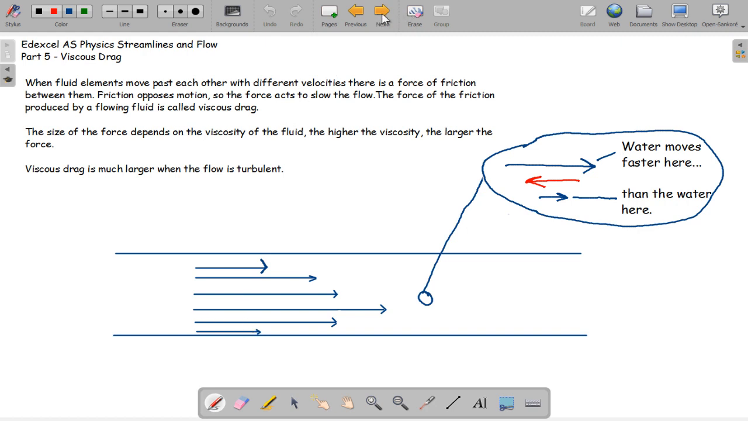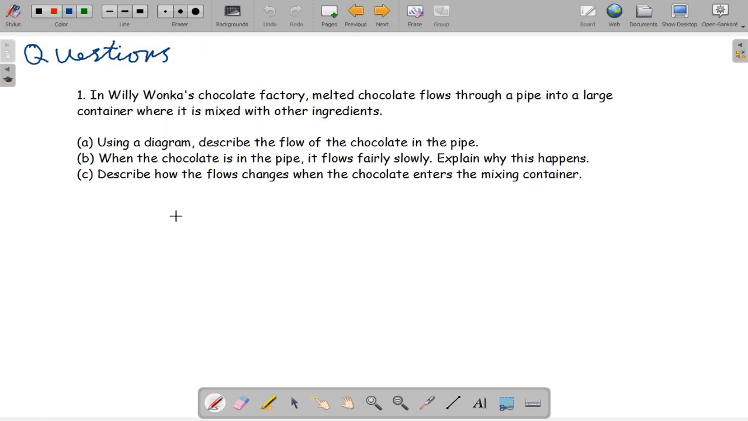So now, let's have a look at a little question. In Willy Wonka's chocolate factory, melted chocolate flows through a pipe into a large container where it is mixed with other ingredients. So, using a diagram, describe the flow of the chocolate in the pipe. When the chocolate is in the pipe, it flows fairly slowly. Explain why this happens, and describe how the flow changes when the chocolate enters the mixing container.